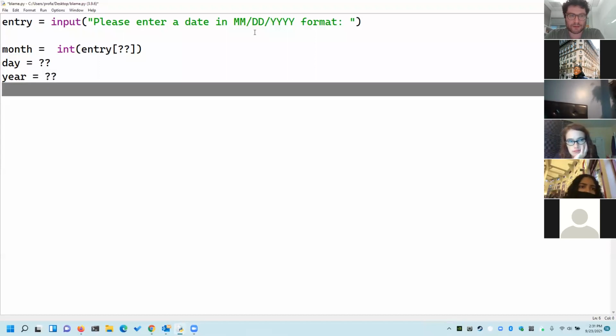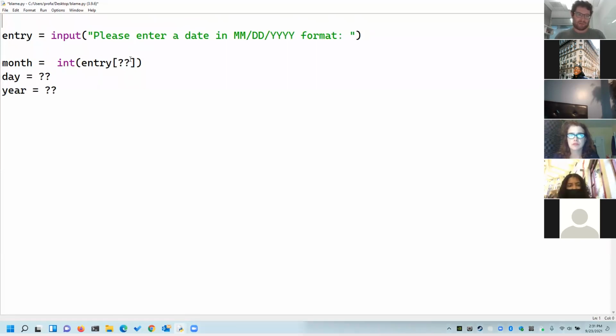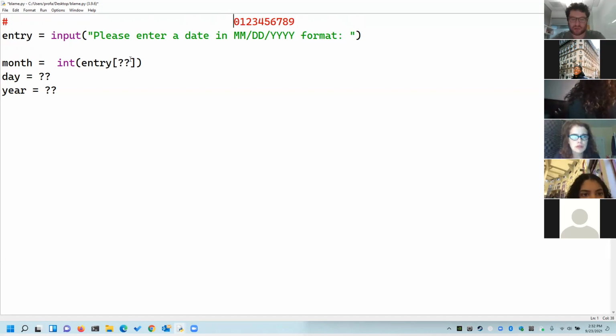All right. So the answer here was to do slices correctly. When you're just starting out and you have trouble counting indices, it's easy to just put a comment and type up where the indices are supposed to be. So those are the indices of the string that will be submitted to us, right? 0, 1, 2, 3, 4, 5, 6, 7, 8, 9.